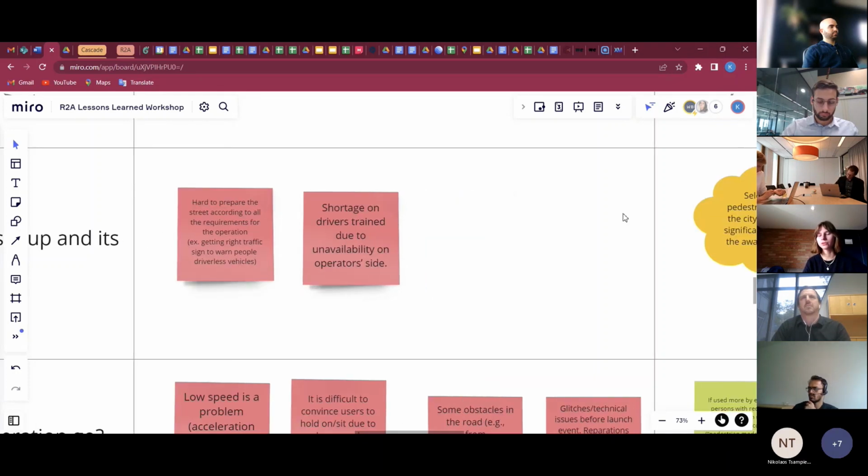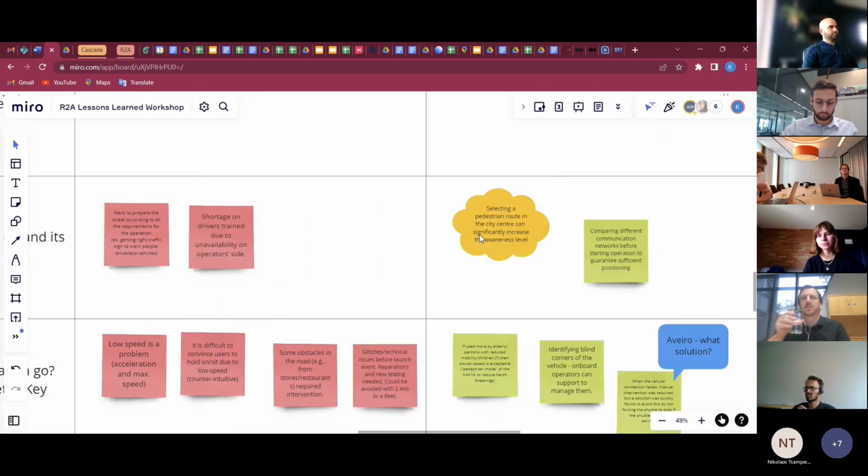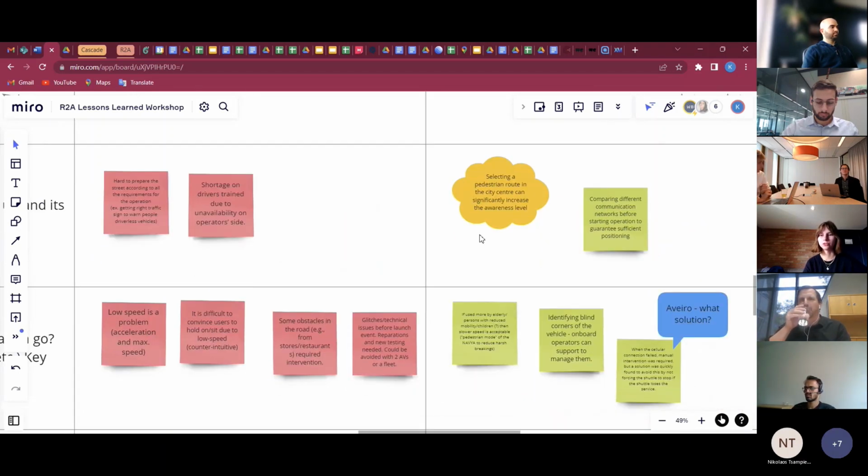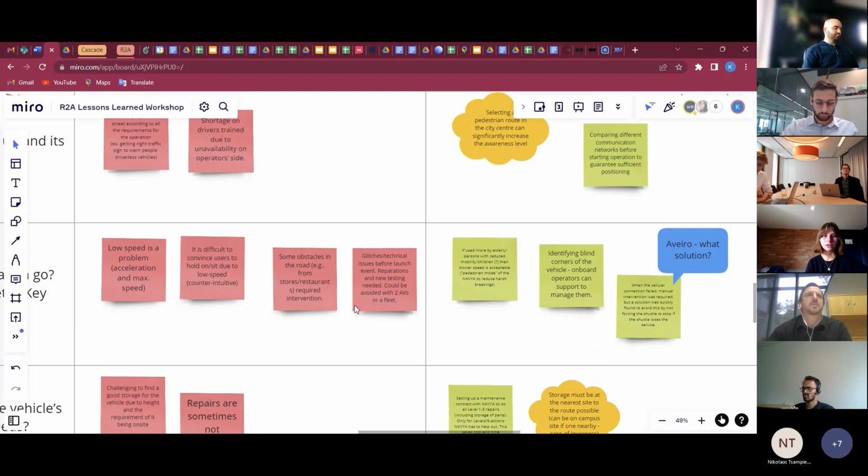And yeah, shortage of drivers is definitely a problem, but also a shortage of actually trained operators that can also provide information for the users. Low speed is a problem, so acceleration and maximum speed from the users, which also makes it difficult to convince users to hold on and sit due to low speed, but then people might still get hurt because of the braking or still high acceleration at some moments.